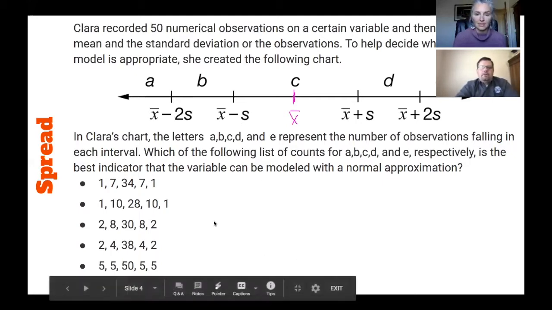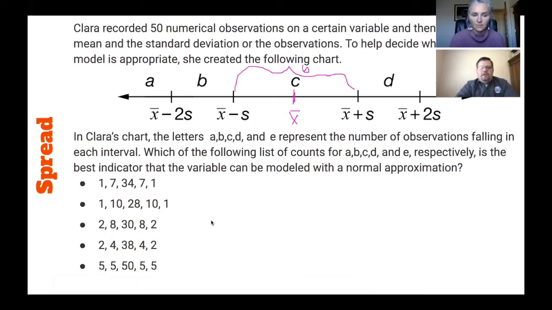This is just reminding us. Remember right here, within one standard deviation was 68%. Okay, so we know we're looking for 68% of the data to fall within one standard deviation. So based on that, region C should have 68% of the data. Now we have 50 observations, so 68% of 50 would be 34. So I'm liking this one, but I wouldn't discount this one or this one. I can already discount this one because there are more than 50 total.